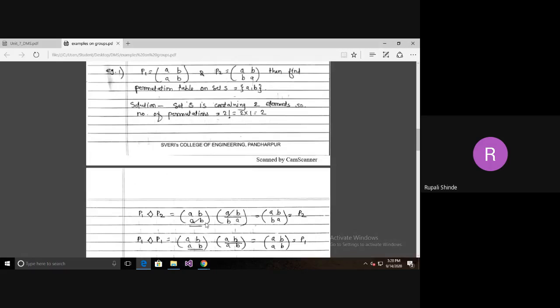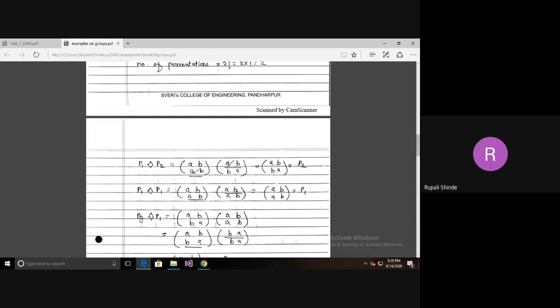Likewise, we can find the value for P1 with P2. The value for P1 is AB, AB, which we have written here. The value for P2 is AB, BA. Again check whether the second and third elements are the same. Yes, these two elements are the same, AB, AB. That's why we can cancel them, and after cancellation you will get AB, BA. This is the value for permutation P2.